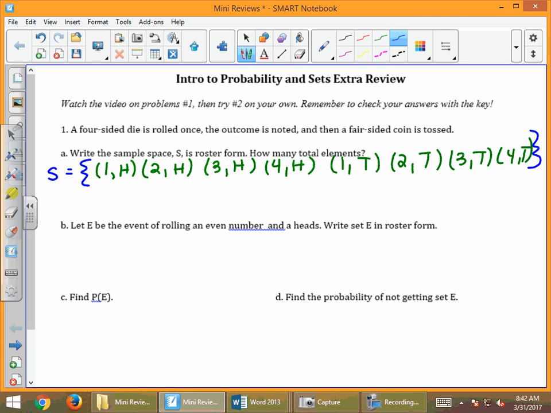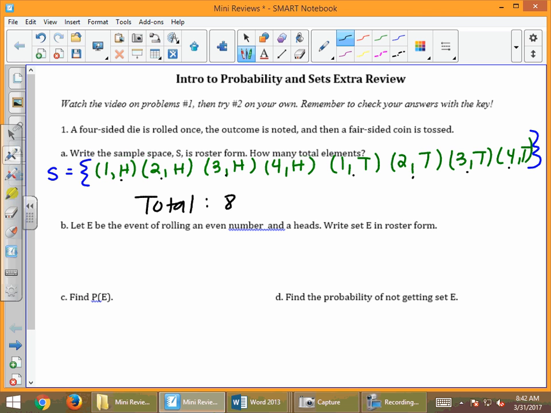Focus on just writing the sample space, not necessarily the squiggly bracket. So there's your sample space. Those are all the possible outcomes. And the total possible outcomes, if you go through and count, there's 1, 2, 3, 4, 5, 6, 7, and 8. Each parenthesis is an outcome. Okay?